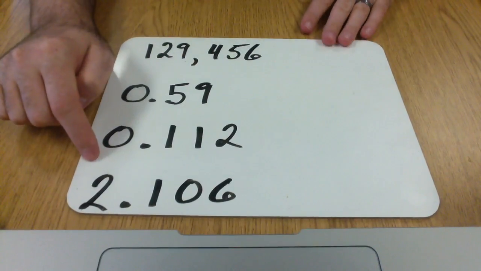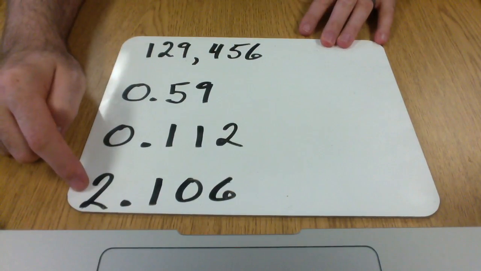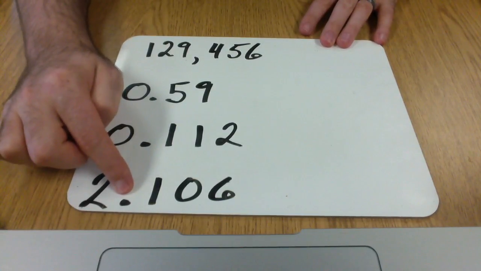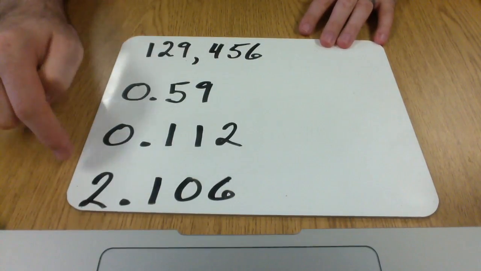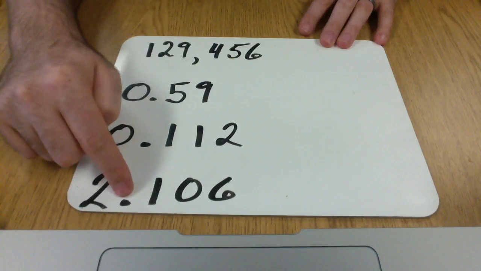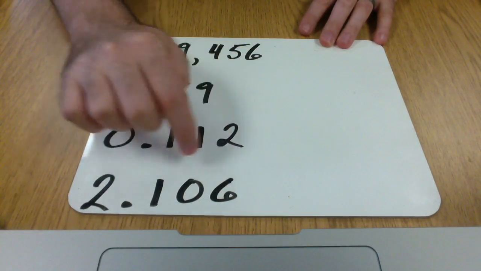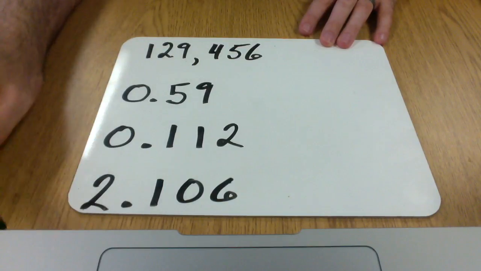We have one more down here at the bottom. Notice that there is something in front of the decimal now. So we're going to read that, and whenever we see that decimal, then we're going to use the word and. So we'd say this as 2 and 106 thousandths. 2 and 106 thousandths.